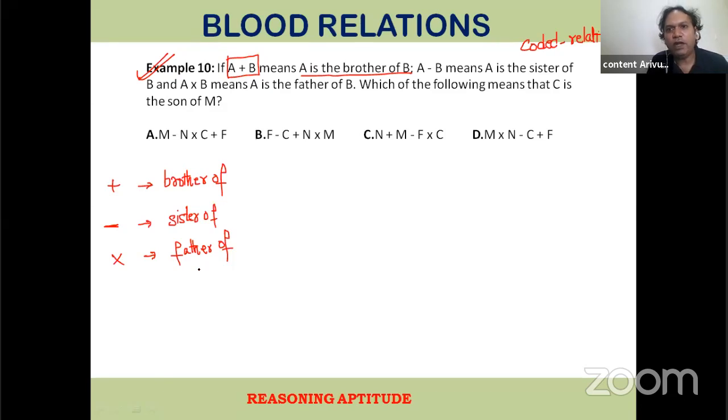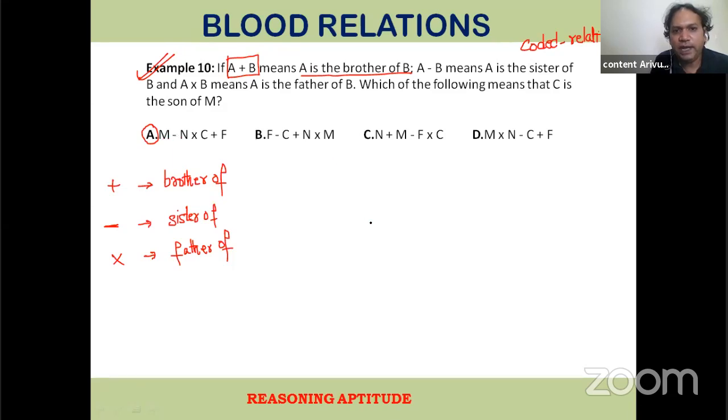So which of the following means that C is the son of M? Plus means brother of, minus means sister of, and cross means father of. There are two ways of approaching. I'll show you both the methods. First is we start working out the family tree for each answer option.